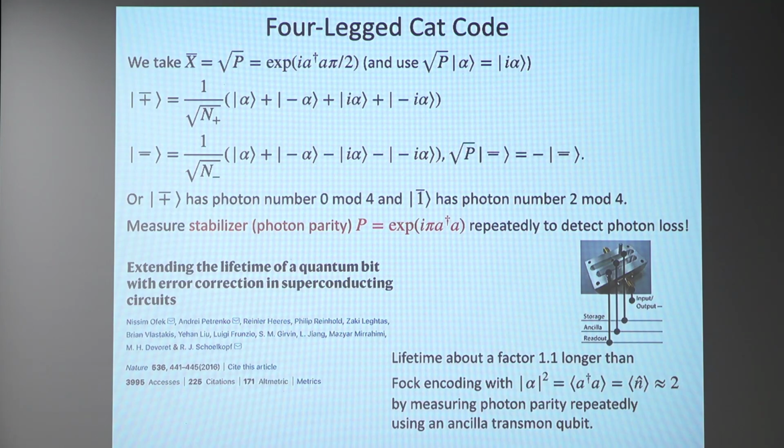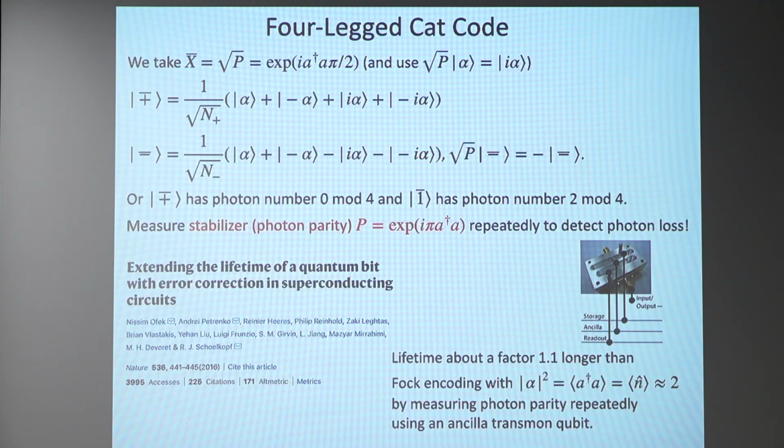Now before you saw that P, which was a rotation, would go to minus alpha, a rotation by pi, and maybe not surprisingly, I have the square root of P is now i alpha. So now it's just from alpha to i alpha. It's a pi over 2 rotation. And if I do this, square root of P, this is what I call my logical X. Square root of P does this pi over 2 rotation.